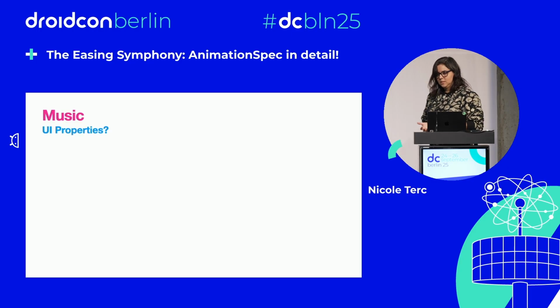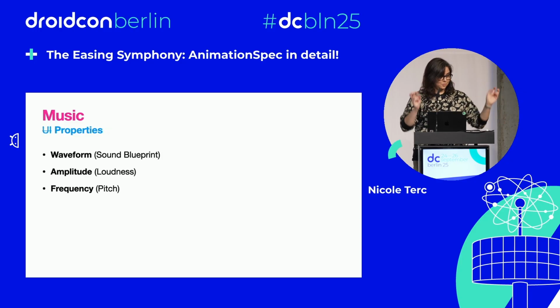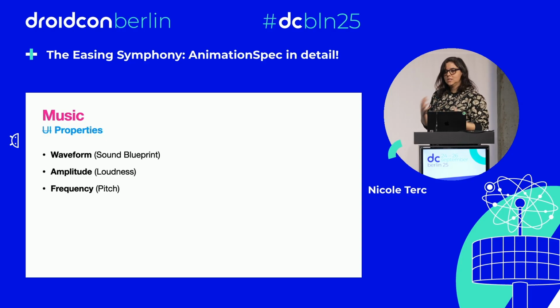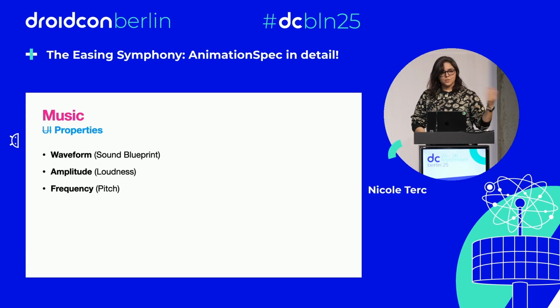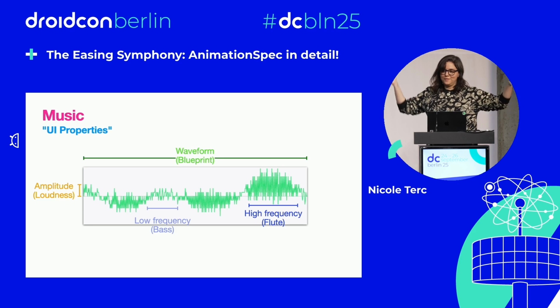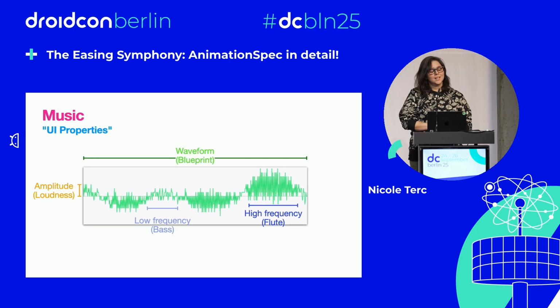So, UI properties. In order to get some UI properties from anything, be it music, be it images, be it whatever, the strategy is actually pretty straightforward. You only need to grab some properties, regular ones, not UI ones. Like in the case of music, we can get waveform, which is kind of like the sound blueprint. We can get amplitude, which is the loudness of the sound, and we can grab frequency, which is the pitch, and then just represent them visually. In a graph, of course. Everybody loves graphs, right? Cool.